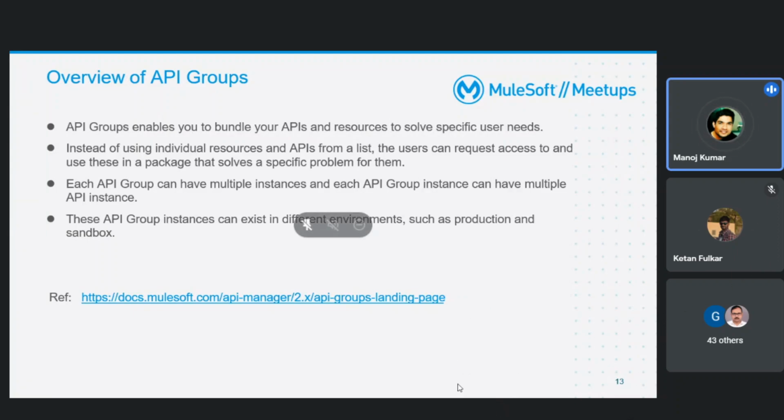As simple as that, you all might have created APIs. You can promote them from the dev environment, go to test, and then prod. Similarly, we can promote the API groups as well. We'll go into that at a later point of the presentation, so just be with us.